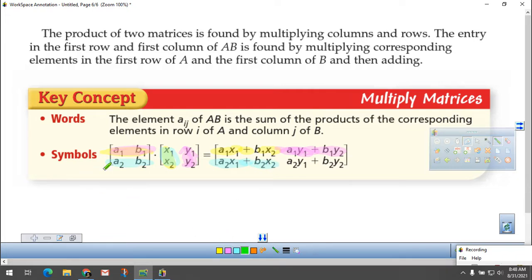And then finally, you have to do the second row times the second column. So the A2 times Y1 plus B2 times Y2. And when you do those calculations, you'll get your new product matrix. So let's take a look at an example.